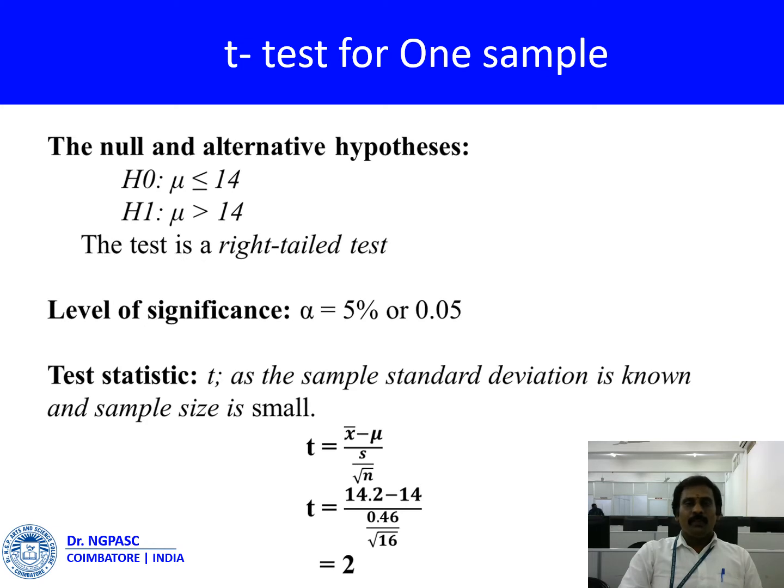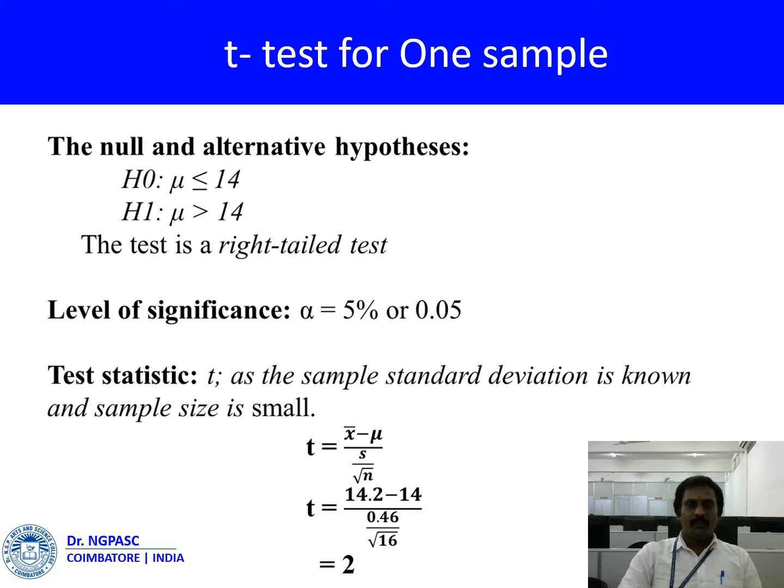Now the procedure. First, the null and alternative hypotheses. H naught: population mu less than or equal to 14. Alternative hypothesis: mu greater than 14. The test is a right tail test. Second point, the level of significance: take alpha equal to 5% or 1%.